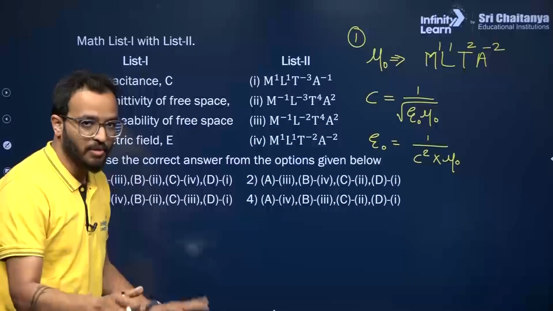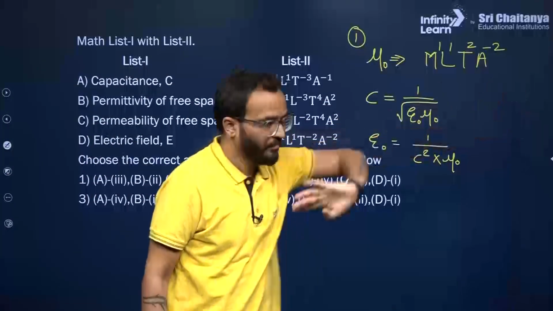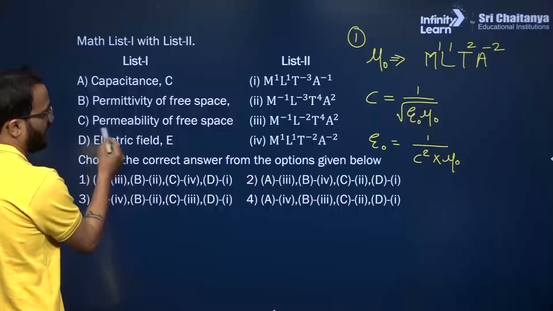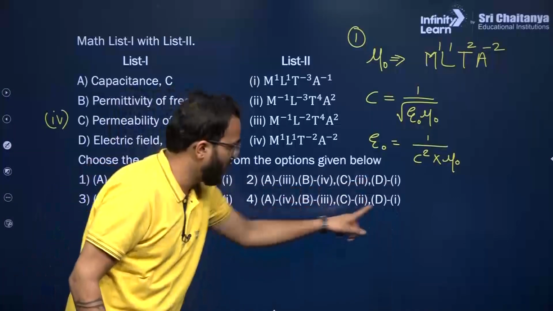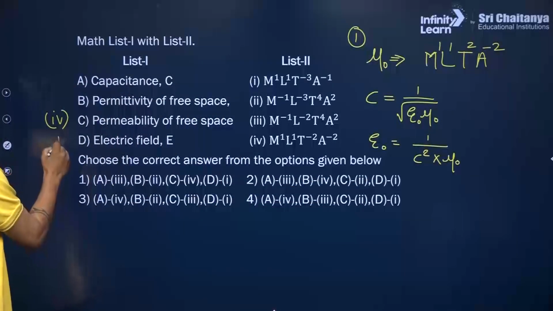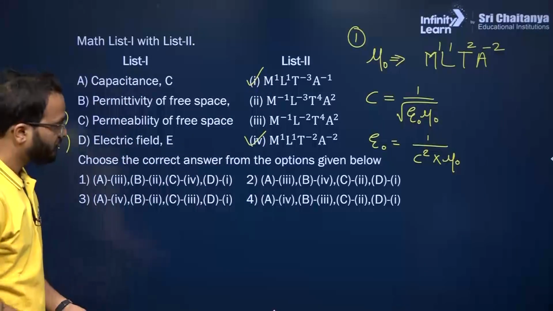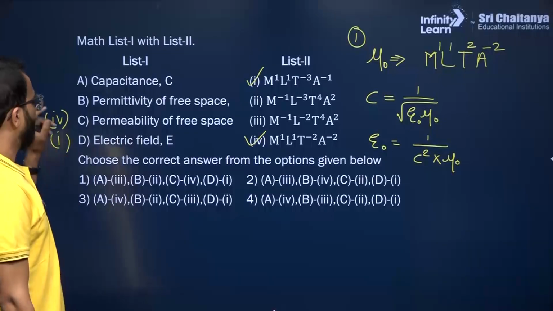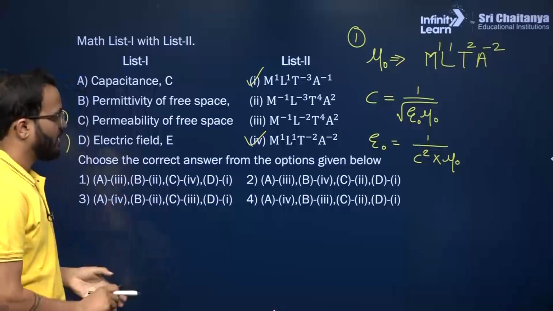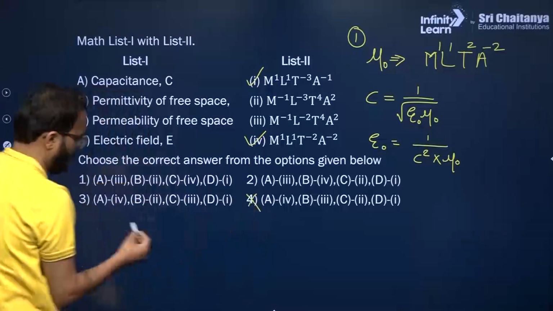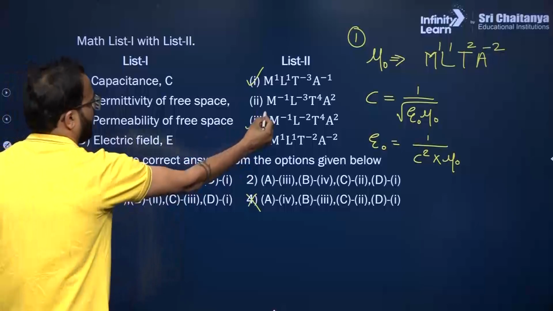Now let's talk about this question particularly. If you remember just this formula, M1 L1 T-2 A-2, you will say permeability is C, that is 4. Now if you see all the options, D is 1 in all the 4 options, that means D is 1. So this is electric field, done. Now let's talk about the A option, capacitance. A is 3, 4 and 4. See, 4 is already taken, so 4 is not possible. That means A is 3 only.